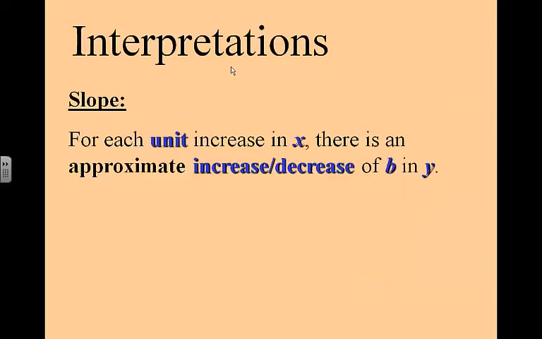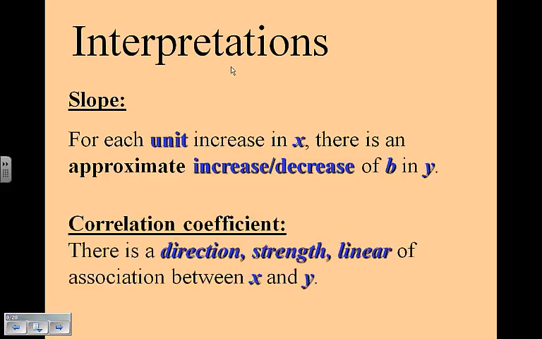The slope: for every unit increase in x, there is an approximate, and the key word there is approximate, make sure you include that, increase or decrease of b values in y. And the correlation coefficient, remember we talked about this in the previous video, you want to talk about the direction, the strength, and the form. So is it positive or negative? Is it strong or moderate? Is it linear or not?